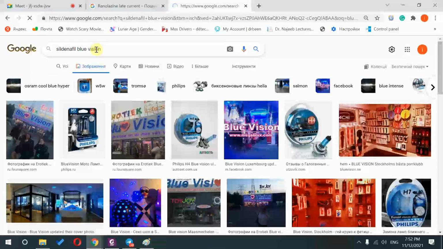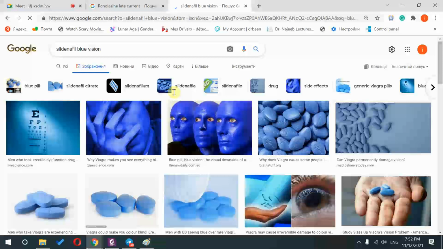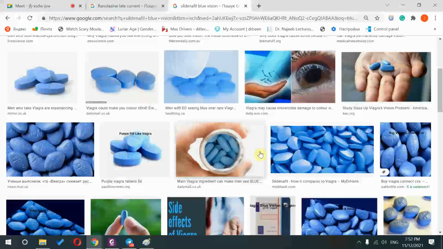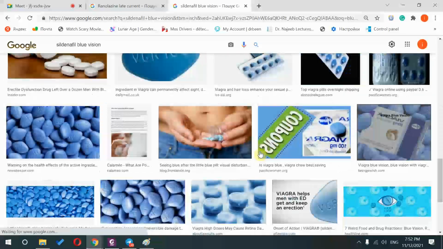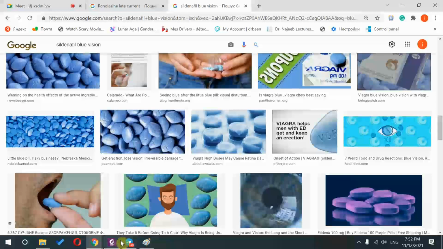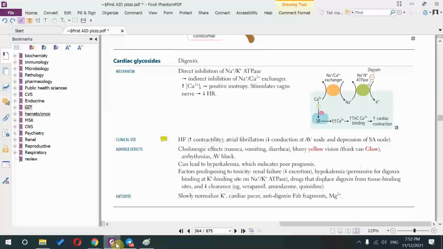Yep. Sildenafil. It makes you get a blue vision. It's a blue pill that gives you blue vision. So yeah, sildenafil. Amiodarone makes you blue, but I'm speaking that sildenafil makes you see blue coloration around you, basically. Okay? So, yellow vision, digoxin. Blue vision, that will be sildenafil.